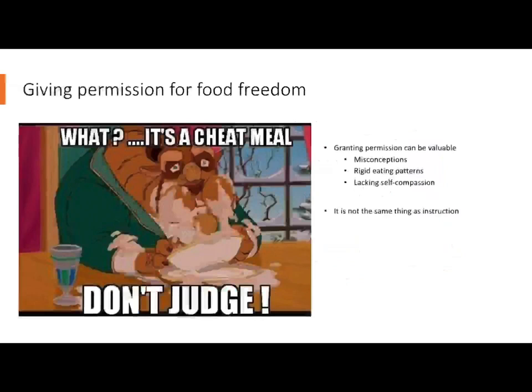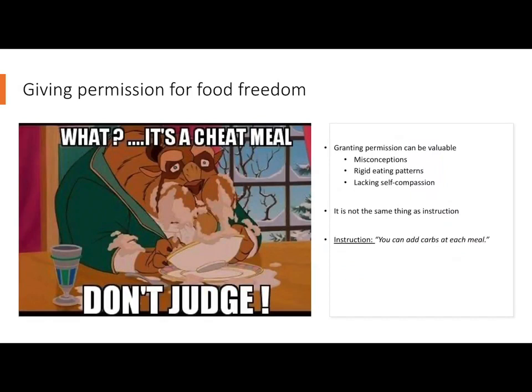Now, granting permission is different than giving instructions. So what do I mean by that? Well, as a nutrition counselor, oftentimes a big role for us is to provide education. That's considered instruction. So you can add carbohydrates to each meal, focusing on the complex carbohydrates to help you stabilize your blood sugars. Because this huge idea of low carb is the best way, I like to use this as an example right now. What about the permission aspect?